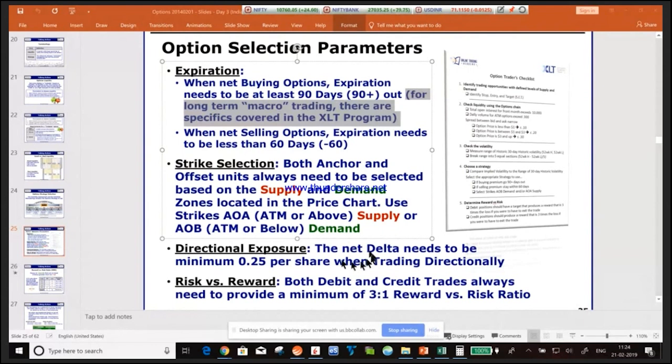0.25. So if I said 0.25 delta, what is the participation number? 25 shares. At least 25 shares are participating. If you have 100 shares in the options contract, 25 shares will start participating in the up move or down move immediately. We know long options always have dynamic leverage. So as the underlying starts moving in your favor, the participation will keep on increasing, correct?